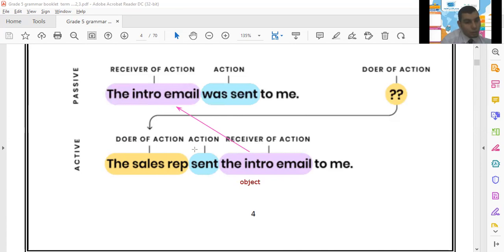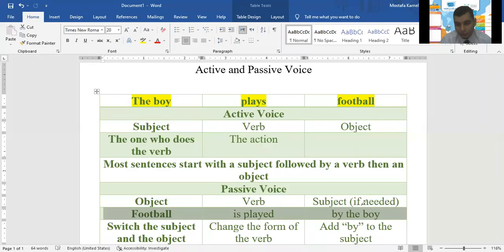We put sent. Very good. Do we put it as it is or we change the verb? We change the verb. Very good. Great. Then at the end here, do we put the subject? No, because here we don't need it. Very good. That's why if you remember, when I told you the subject, if needed. Very good. We put the subject if needed.